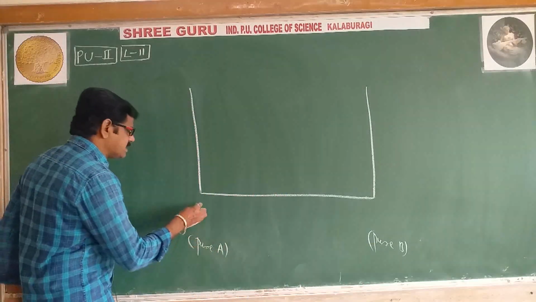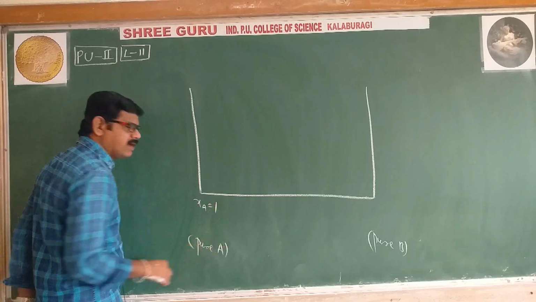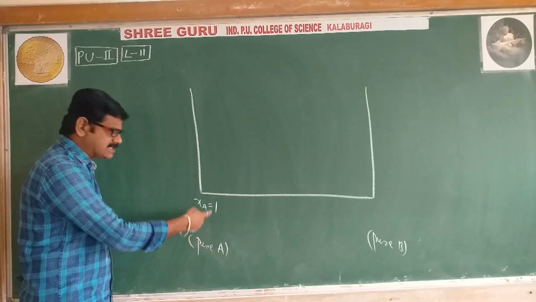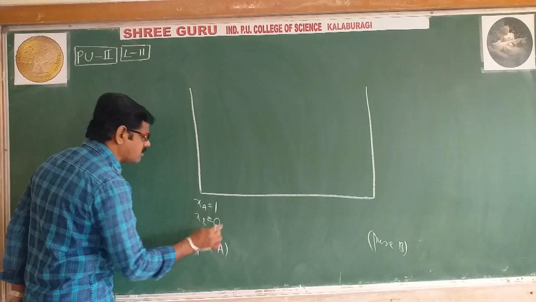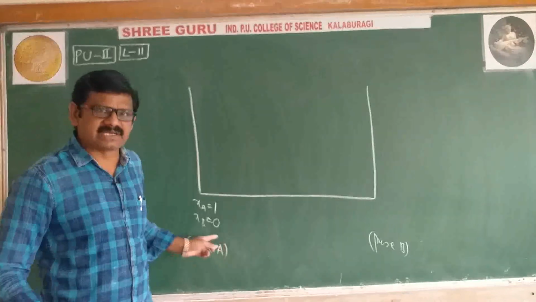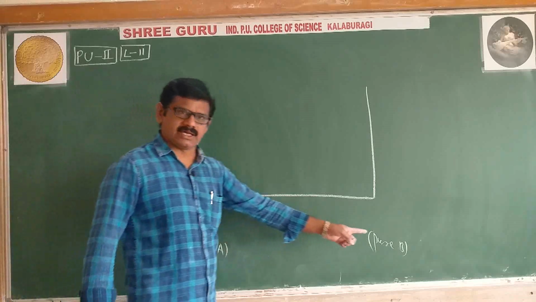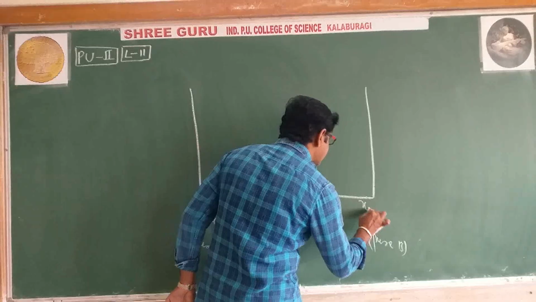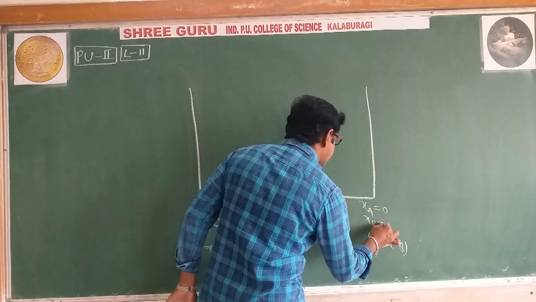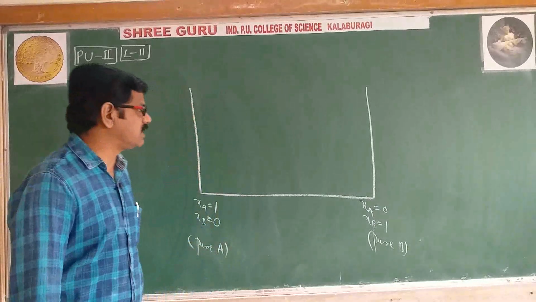If only A is there, automatically XA equals 1, because only one component is there, so the mole fraction is 1. What about XB at the same place? 0, because B is not there. Come here. Here only B is there and A is not there. That's why XA is 0 and XB equals 1.